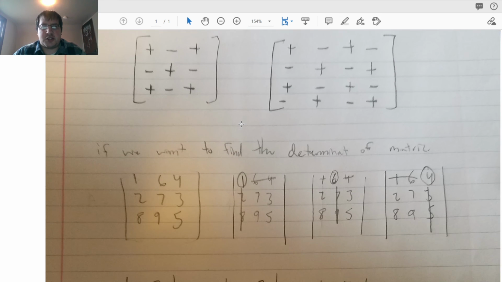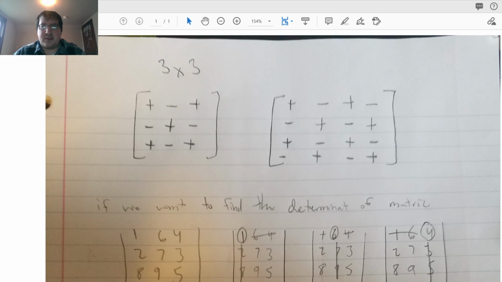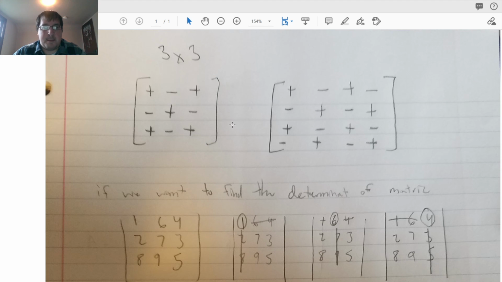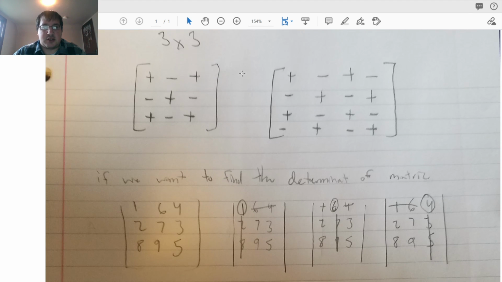All right, I just wanted to quickly show this to make that last video a little bit more clear. Again, the diagonal approach is fine, but it doesn't hurt to see that there are different ways of finding the determinant as well.